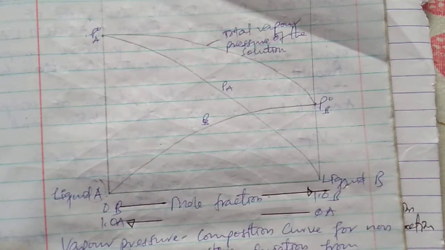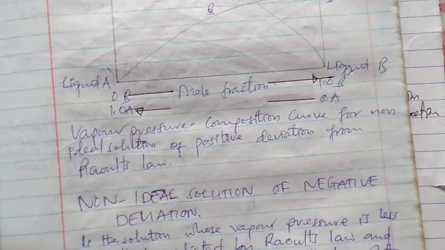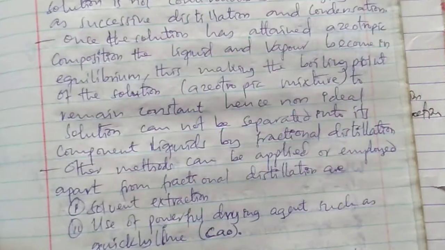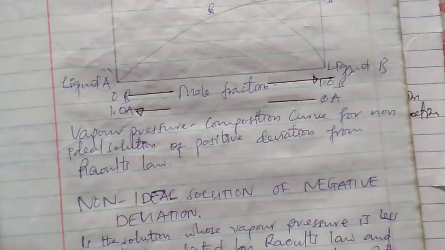Tumeeleza characteristics pamoja na graph yake. Tutaenda kudiscuss negative deviation pamoja na graph yake kwenye second session, kabla hatujaenda kudiscuss kuhusu azeotropic mixture.